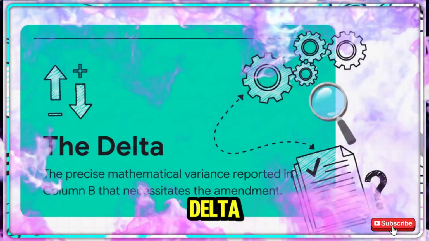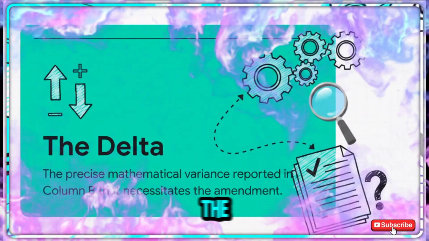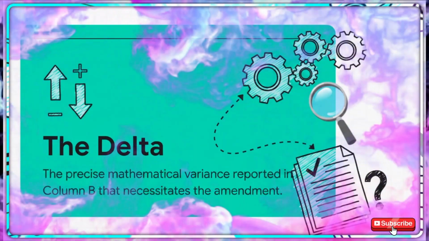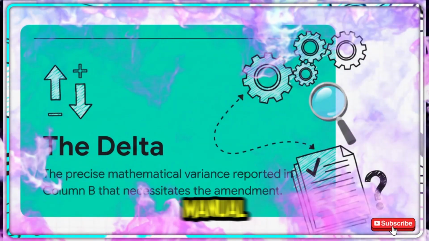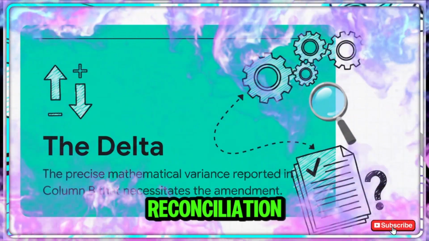The delta is the targeted anomaly in your record, and the burden is entirely on you, the taxpayer, to justify exactly why that variance exists. An unverified delta is literally the primary trigger for prolonged manual reviews. That makes it the absolute highest risk variable in the whole reconciliation workflow.